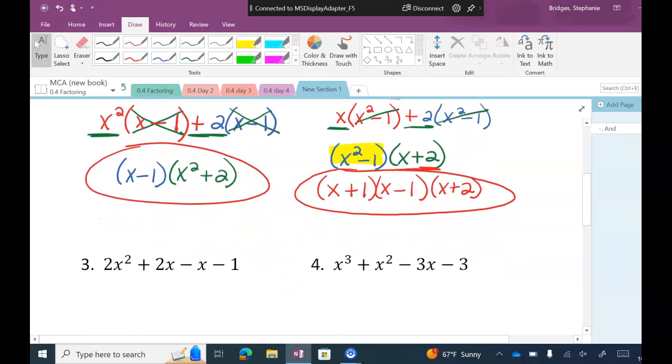All right. Take a minute and write number 3 down. This one is slightly different simply because of that middle sign, and we'll talk about that in just a second once you get a chance to write it down and then we can start looking at it.